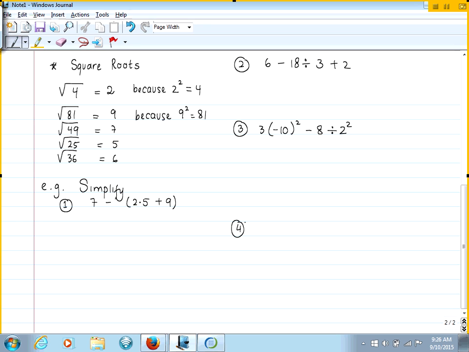Number 4. 8 minus 3 times 7 minus 9. Number 5. 3 plus 5 times 2 minus 6 squared. Number 6. 7 plus 2 over 5 squared minus 4 squared.